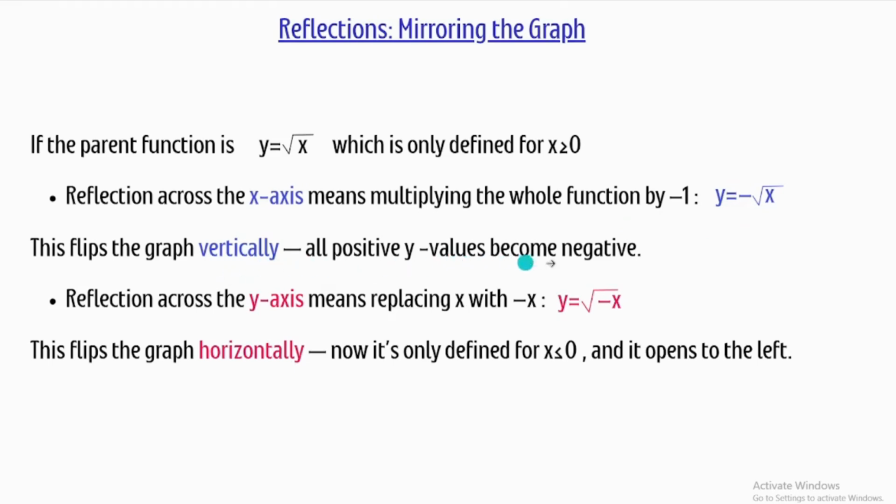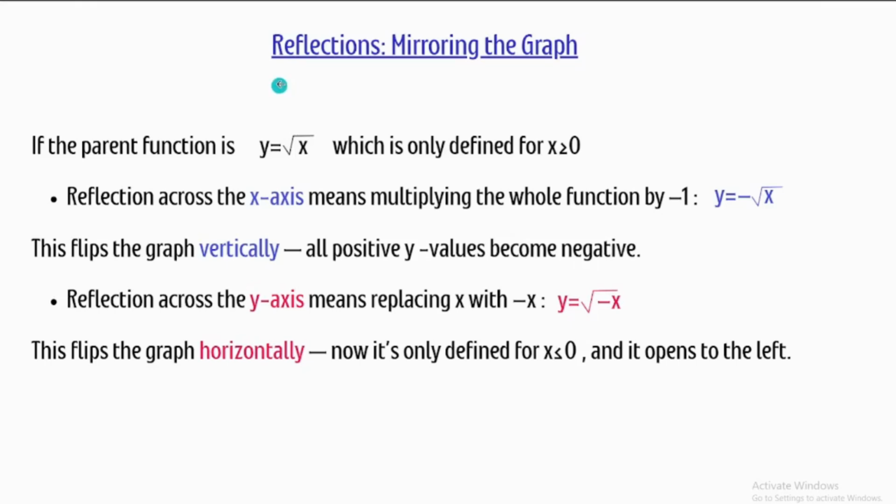All positive y values become negative. The second kind of reflection is across the y-axis, which means replacing x with -x. So here the effect will be inside the function. So it will be horizontal.